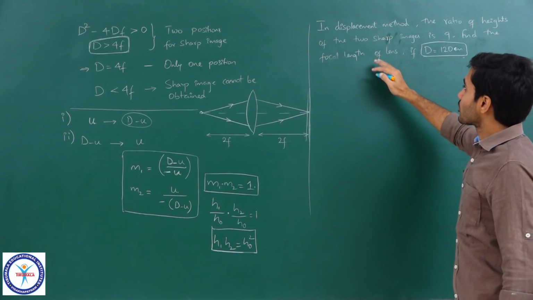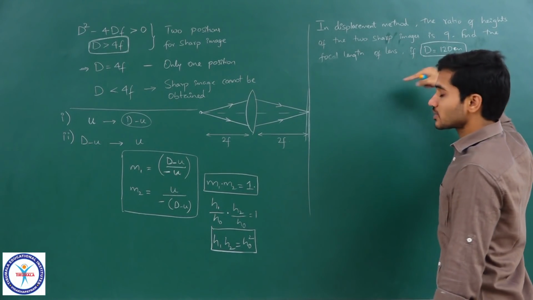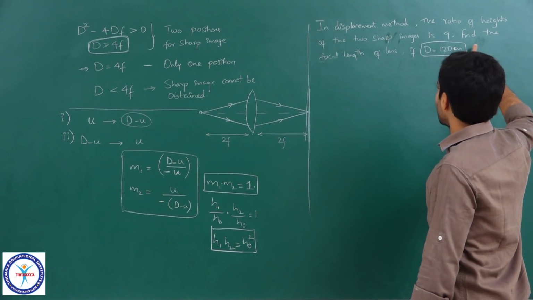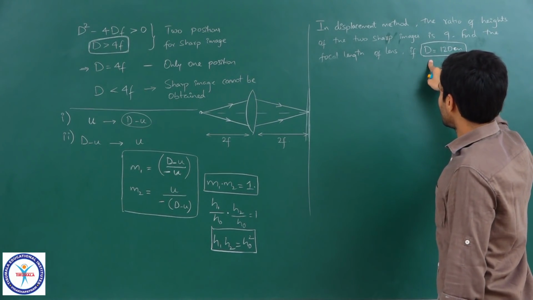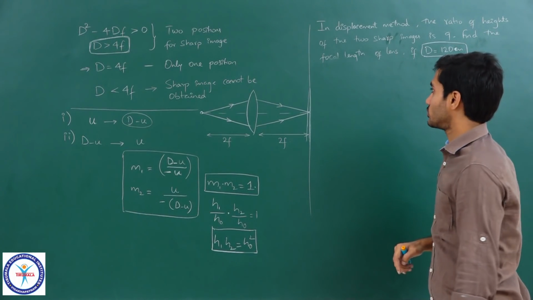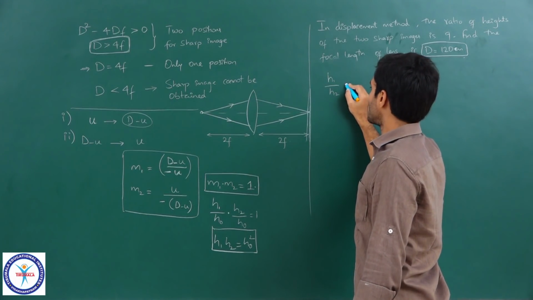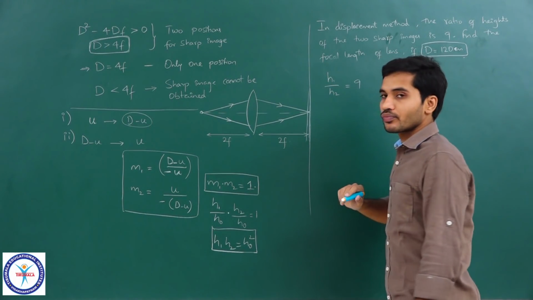They have given that in displacement method the ratio of heights of the two sharp images is 9. Find the focal length of the lens if d is equal to 120 centimeters. D means distance between screen and object. So, they have given us the value of h1 by h2 as 9, correct.